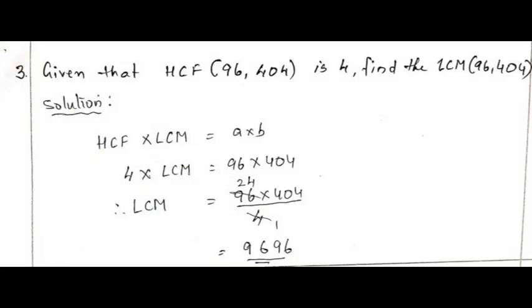Question number 3. Given that HCF of 96 and 404 is 4, find the LCM of 96 and 404. We know that HCF into LCM is equal to A into B. Substitute the values and you get LCM is equal to 9696.